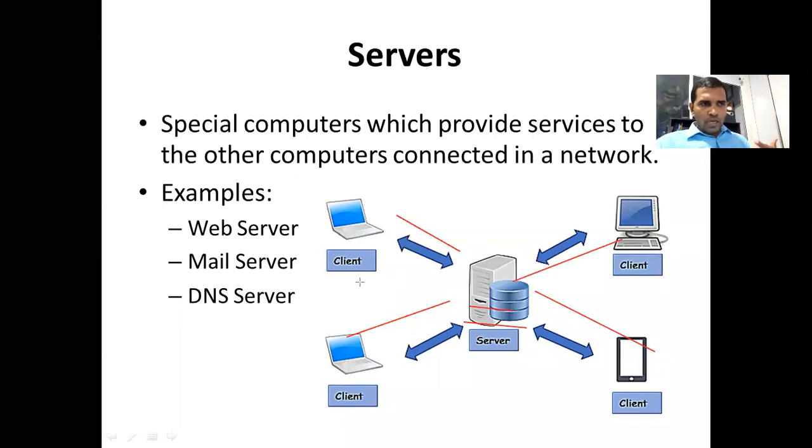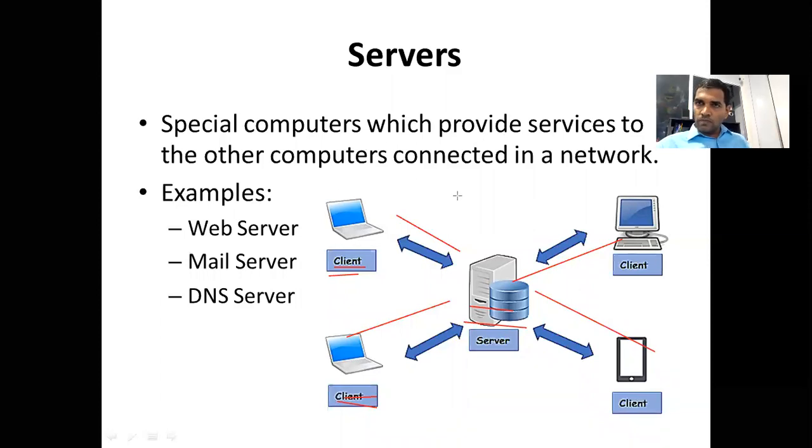So how do we call the other computers? Look at this, how do we call the other computers? They are clients, because they receive services from the server. They cannot give anything back to the server, but they receive something from the server. In fact, they receive services from the server. They are called clients, right? So this is the first one, special computers which provide services to the other computers connected in the network.